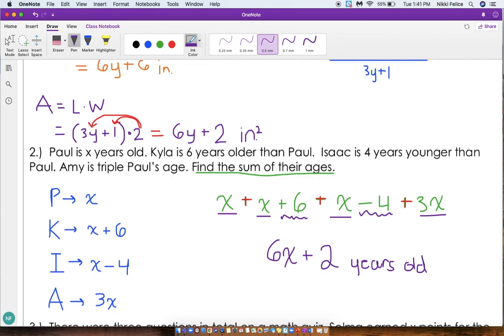So it's important that when you do a problem like this, to break it apart, like we did in the beginning. Break it apart by first figuring out how old each person is, and then you can go ahead and add those ages to find the sum.